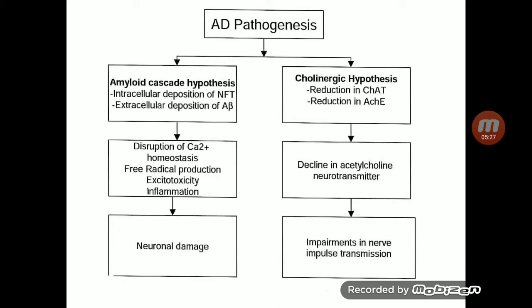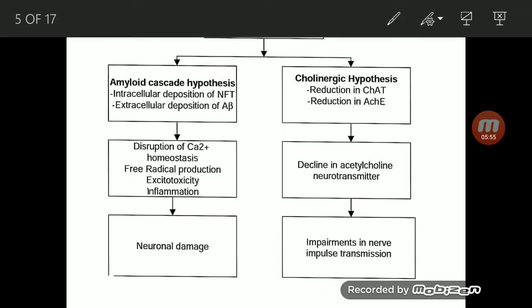Now, the pathogenesis of Alzheimer's disease. There are basically two important hypotheses which try to explain the pathogenesis of Alzheimer's disease. Those are the amyloid cascade hypothesis and the cholinergic hypothesis. Of these two, first we'll talk about the amyloid cascade hypothesis.